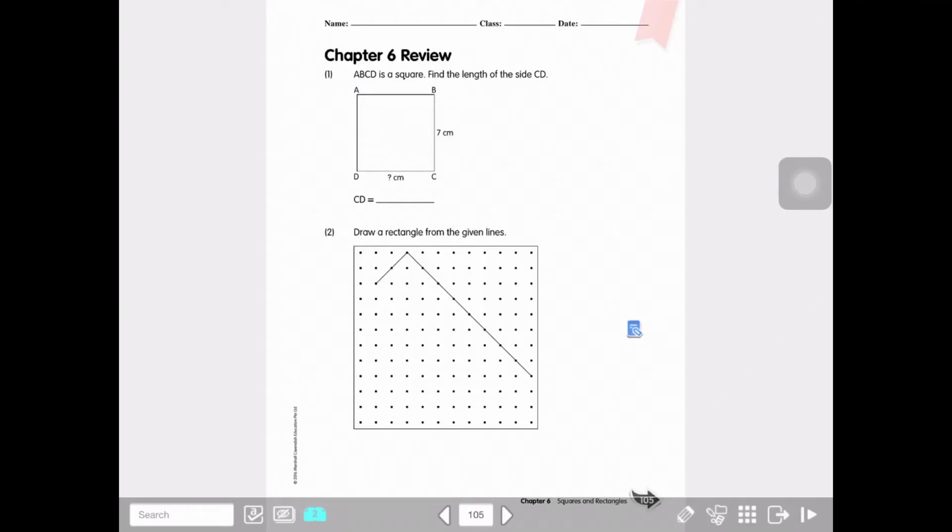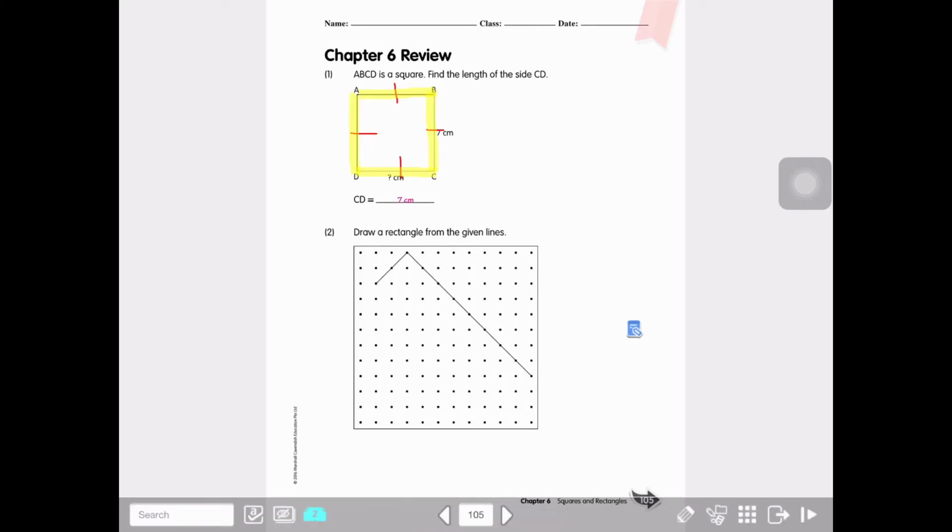Question 1 correction. Let's look at this square. This square is ABCD and it has 4 equal sides because it is a square. Given that BC is 7 cm, that means that BA is 7 cm and AD is also 7 cm and CD is also 7 cm.